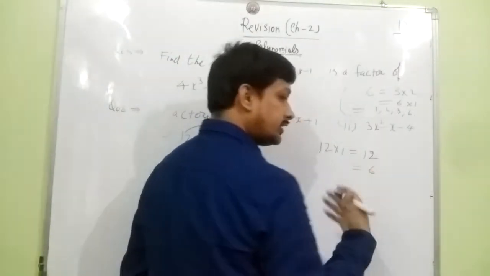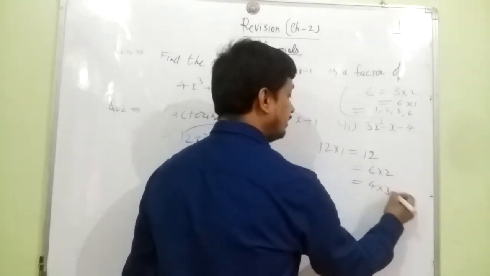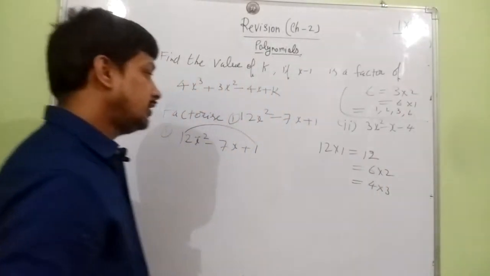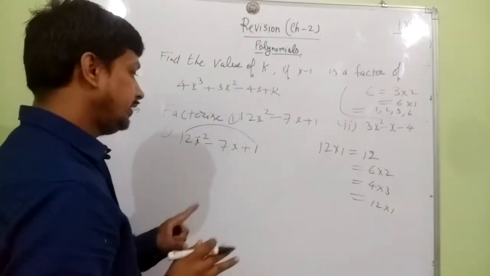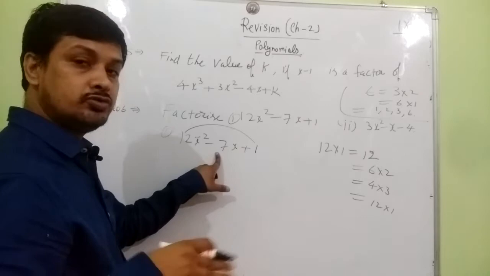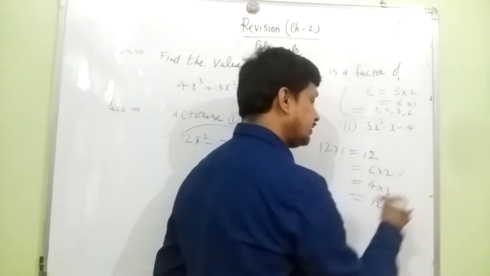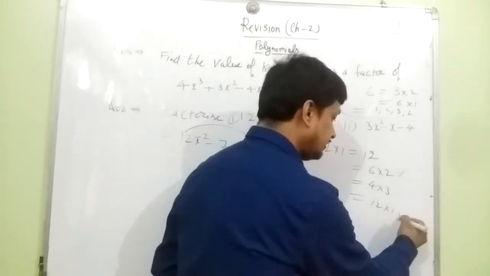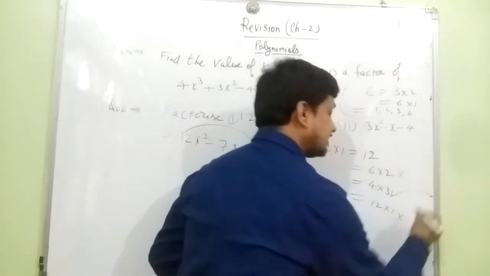So what can be the possible factors of 12? 6 times 2 is 12, 4 times 3 is 12, and 12 times 1 is 12. But we need the sum of 7. Those factors whose sum is 7. Their sum is 8, so it is failed. Their sum is 13, so it is also failed. 4 plus 3 is 7, so it is accepted.